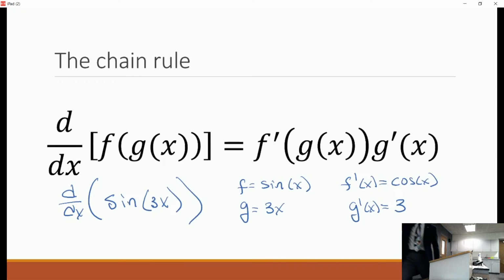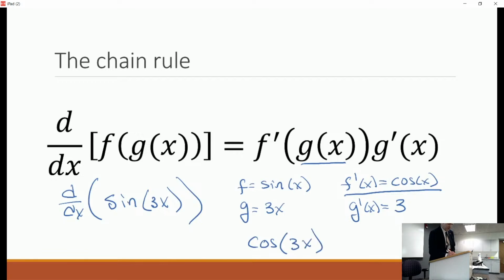Now let's put it all together using this form. Notice that you take f prime, that's this thing, and I evaluate it at g of x. So I have to do the cosine of g of x times g prime of x.